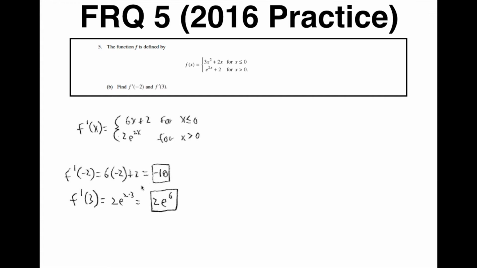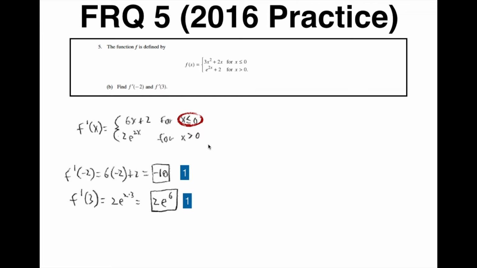But then the student uses the right rule. For -2, they use 6x plus 2, so f prime of -2 equals 6 times -2 plus 2, and the answer is -10. And for f prime of 3, it is 2 times e to the power of 6, so that is correct. So the student earns both points, but there's a little mistake here.